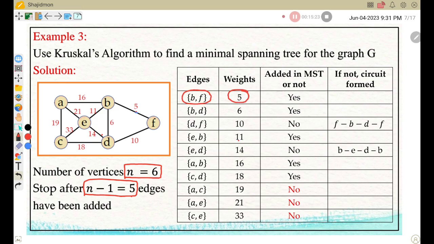Now, the first one, BF. The BF edge is the minimum weight. Start with the minimum weight. Is this edge added to the minimum spanning tree or not? Yes, we need to add BF.